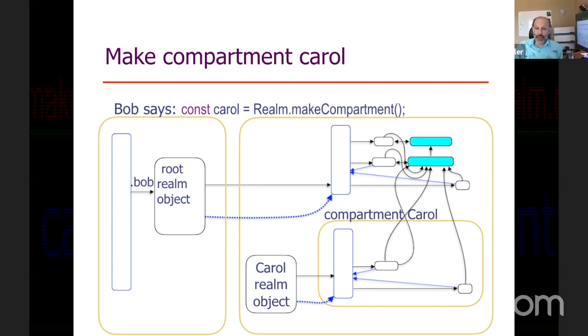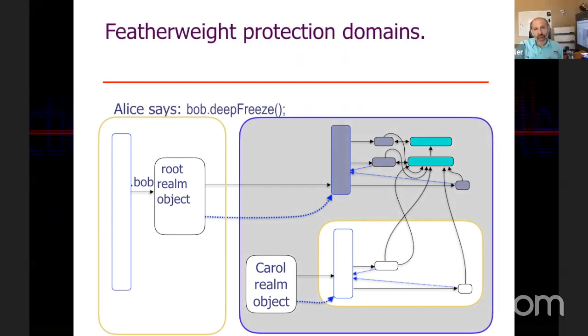The only objects that need to be created that characterize the compartment is an object created as a member of Bob's root realm, which is the object representing the Carol compartment. The Carol compartment has its own global, and it has its own function constructor and eval function that evaluates code in a scope that terminates in that compartment's global scope. And other than those objects, everything else comes from the root realm that the compartment is created in.